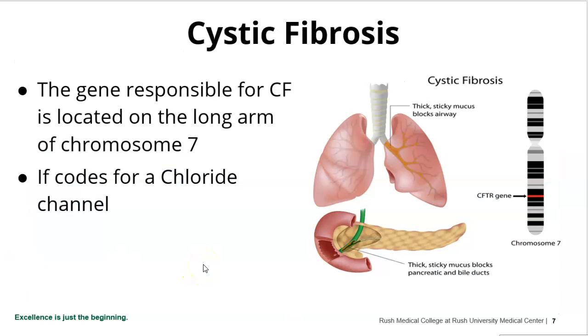So cystic fibrosis is caused by a gene located on chromosome number 7 called the CFTR gene. And it codes for a chloride channel. And when not functioning correctly, it causes thick mucus, which blocks airways, and it also gets stuck in the pancreas.